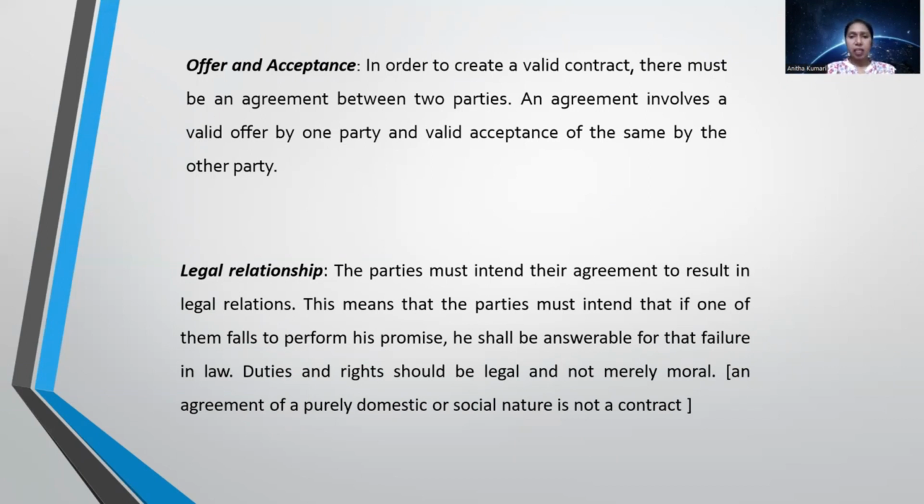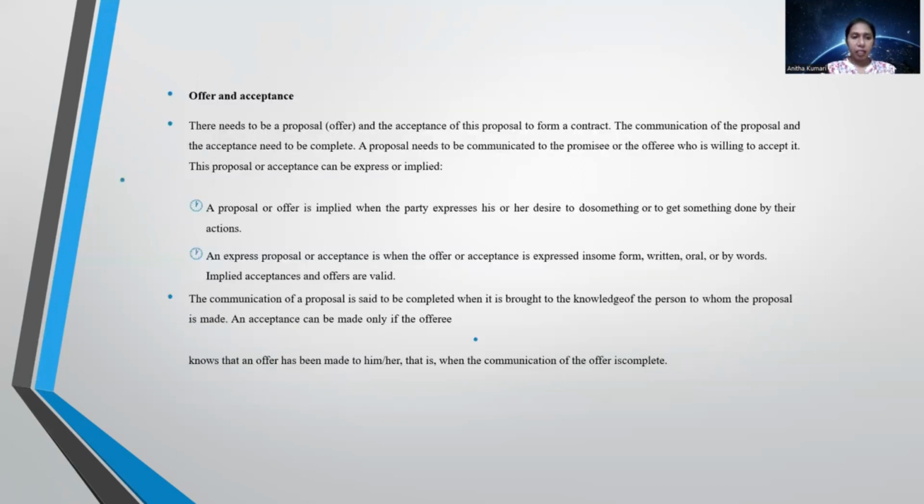The parties must intend their agreement to result in legal relations. This means that the parties must intend that if one of them defaults in performing the obligation, the other party faces some losses. That is called a legal relationship. For example, see the example given here.